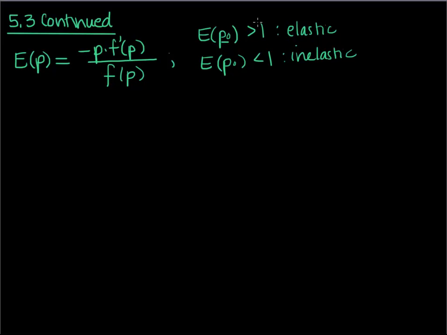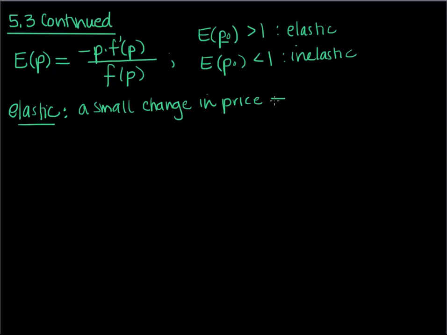if it's greater than 1, what we say is it's an elastic price demand, and if it's less than 1, it's inelastic. So here's what those two things mean. So elastic, here, again, we're looking at a change in price versus demand. So elastic says that a small, and this is all true for small changes in P, a small change in price will cause, if it is elastic, a large change in quantity.